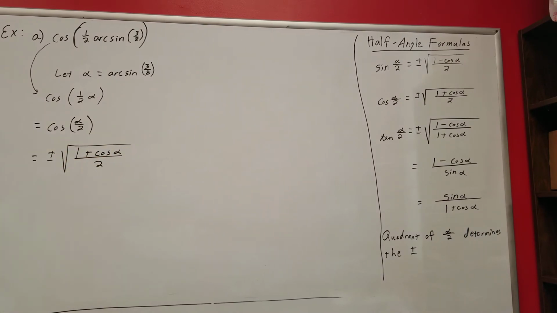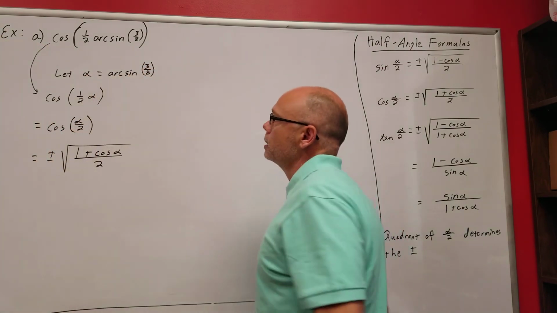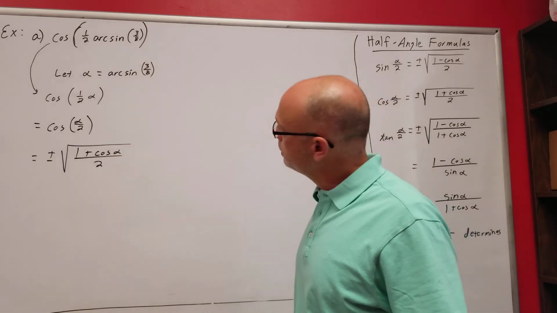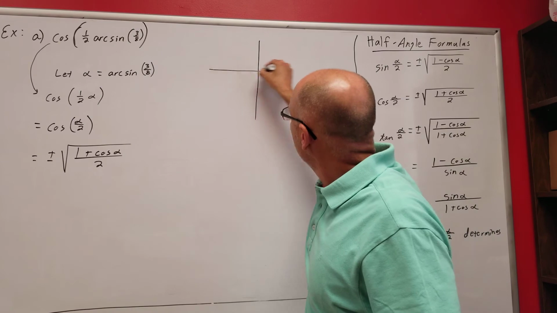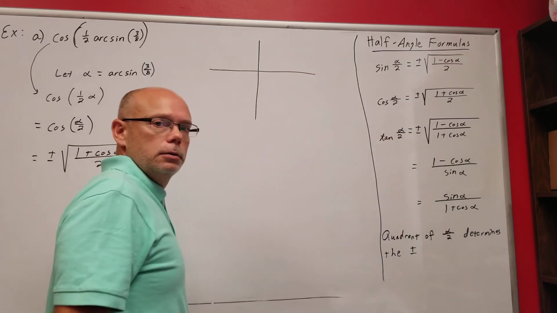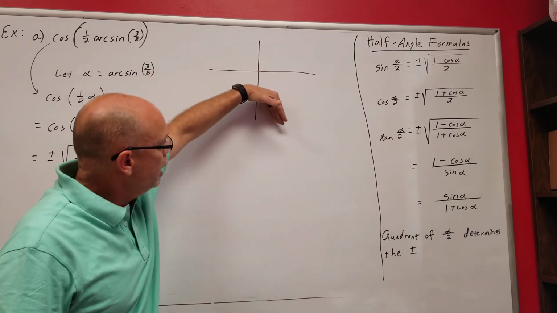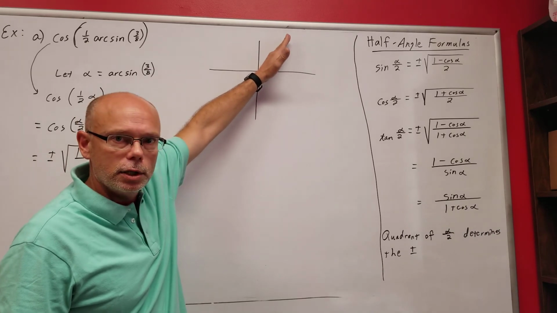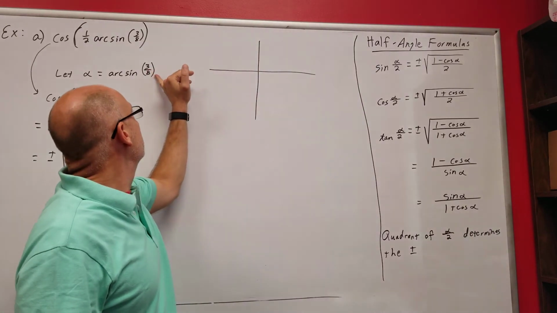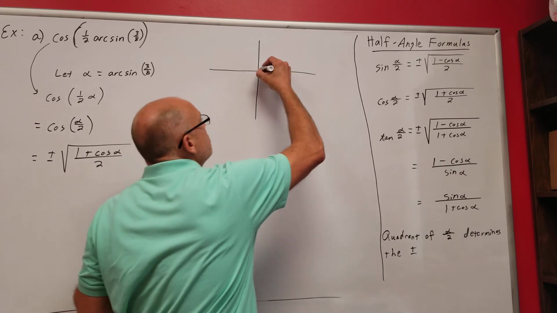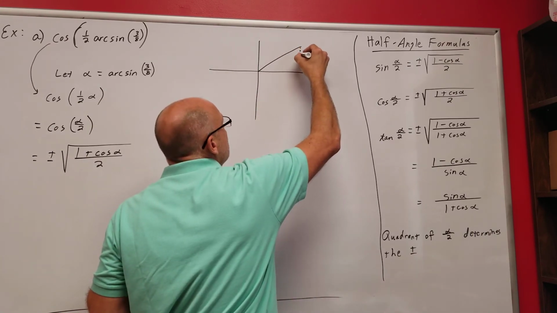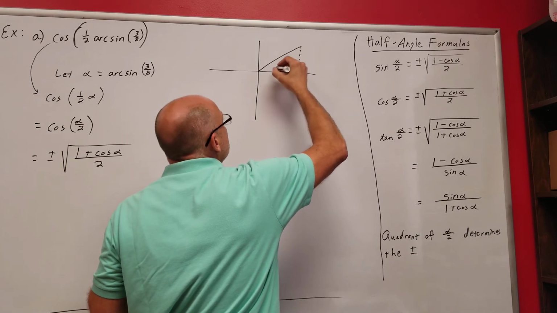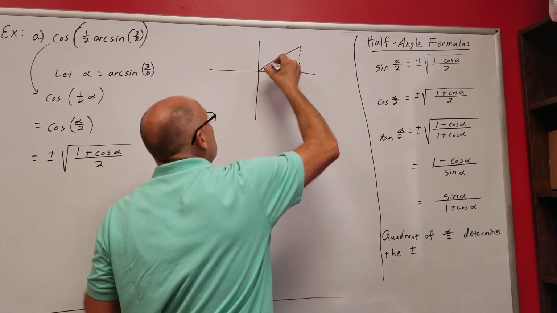Let's see how we can do that. Let's look at what we did here. Alpha is the arc sine of 3/8. So alpha is the angle whose sine is 3/8. Remember, for the arc sine, I want to be between negative pi over 2 and pi over 2. Well, if that angle is positive, I'm going to be in quadrant 1 here, okay? Let me draw a right triangle here, and I'm going to call this angle alpha right here, okay?